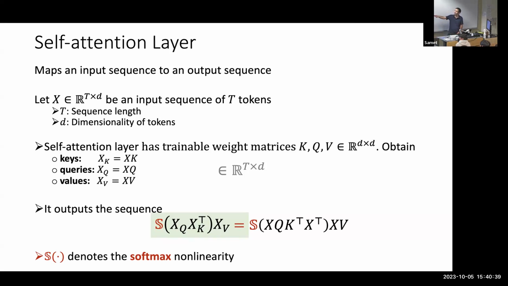QK transpose, if you plug this in, and these are the dimensions: T by D hits D by T hits T by D.